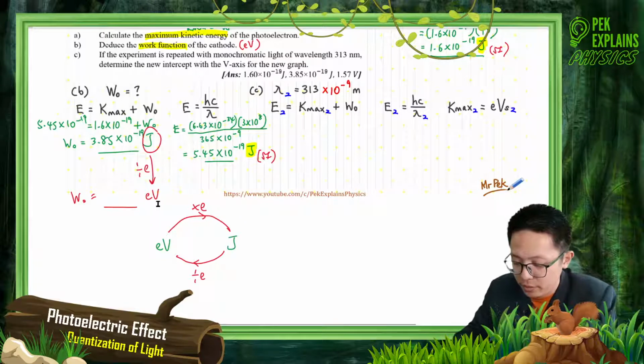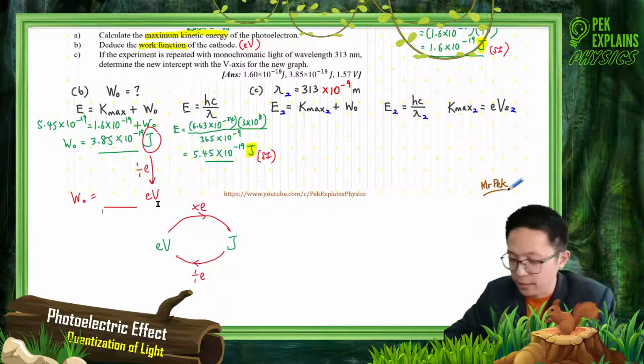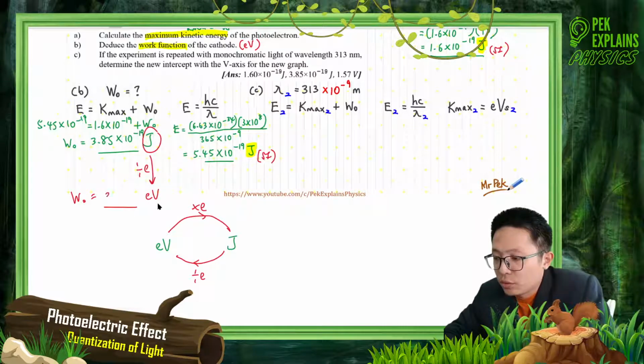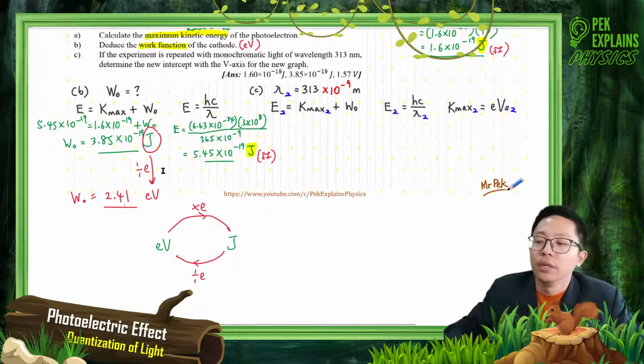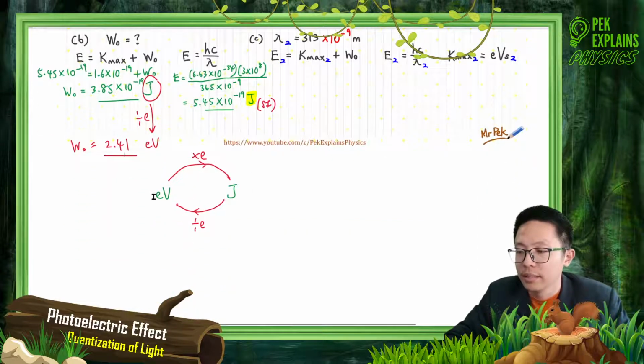Maybe I can show you how to divide to electron volt. The answer I get is 2.406, which is 2.41 electron volt. So if the question specifically asks you to find work function in electron volt, you convert the unit from joule to electron volt finally, by dividing by electron charge. Just remember this process. Electron volt to joule, multiply by electron charge. Joule to electron volt, divide by electron charge.